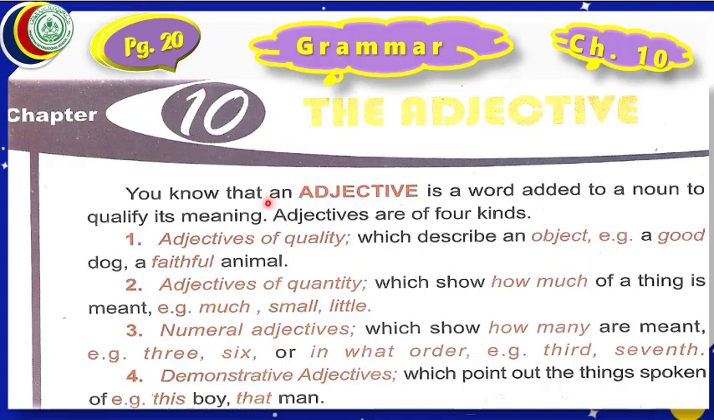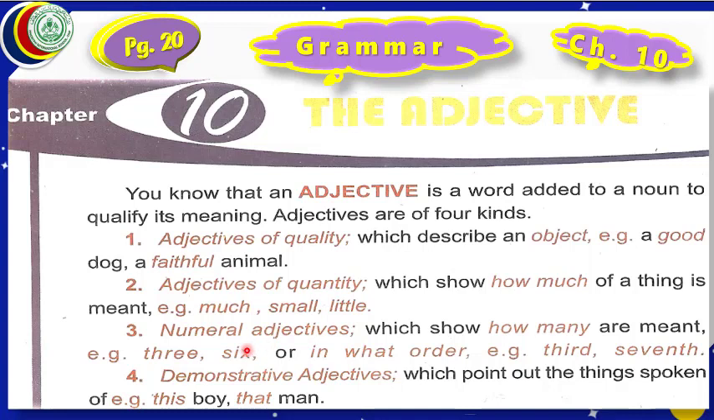Let us read about the adjective. You know that an adjective is a word added to a noun to qualify its meaning. Adjectives are of four kinds. Number 1, adjectives of quality, which describe an object. For example, a good dog, a faithful animal. Number 2, adjectives of quantity, which show how much of a thing is meant. For example, much, small, little.